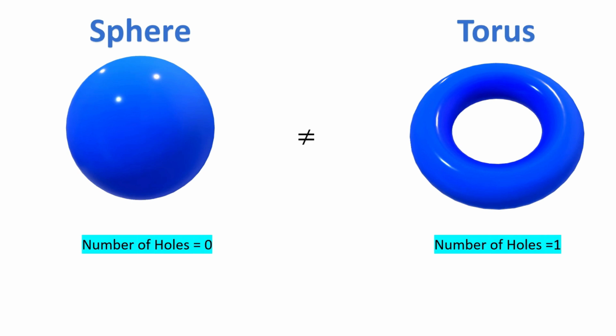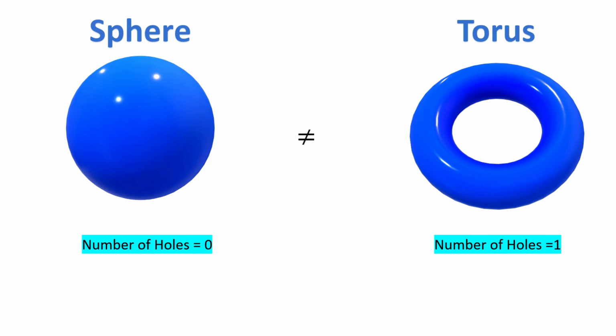So here are some examples. If we take a sphere and a torus, the sphere has no holes, and the torus, which means the shape of a donut, has one hole. These two are not equivalent because the number of holes in the sphere and the number of holes in the torus are not the same. So mathematically speaking, in topology these two objects are not equivalent.